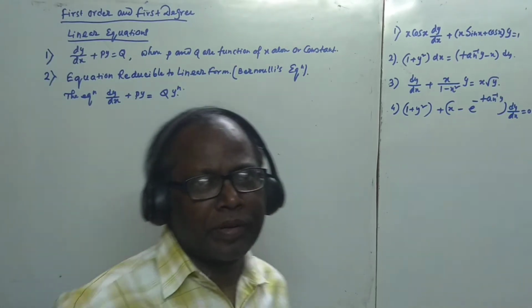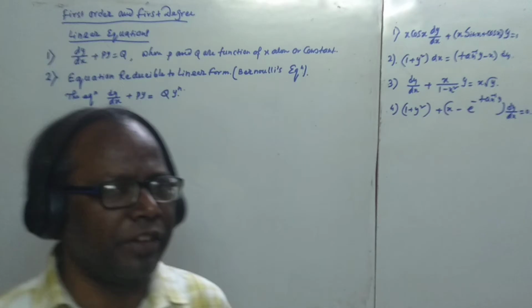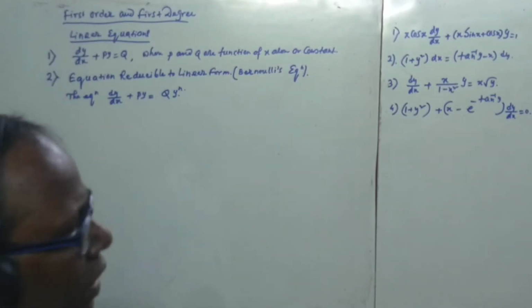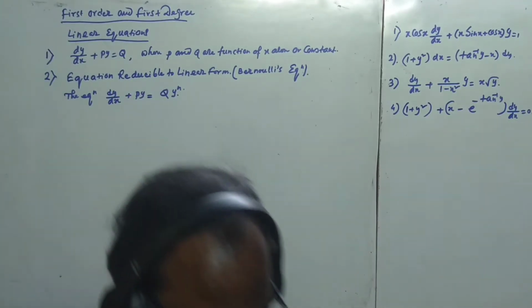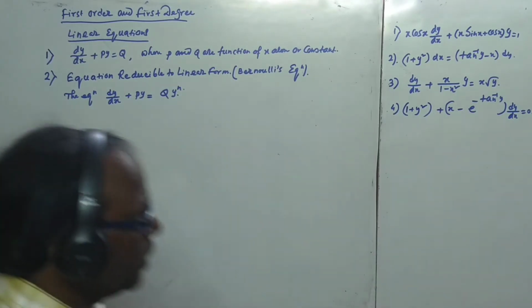This is the amazing chapter, first order, first degree differential equations. See, linear differential equation. There are two forms: the general form and the Bernoulli's form. See the discussion.